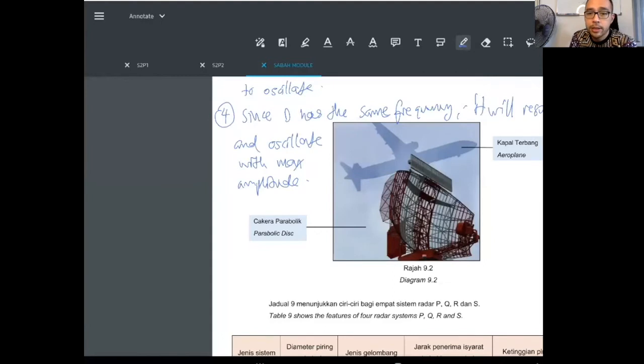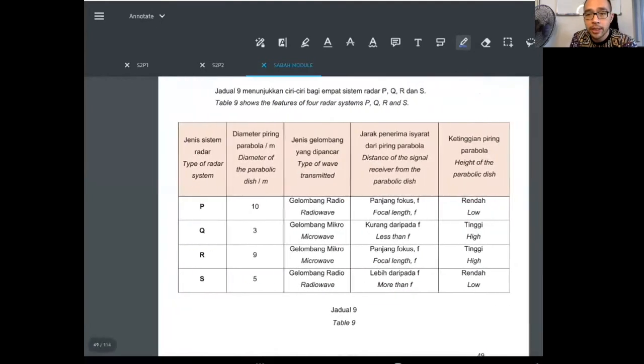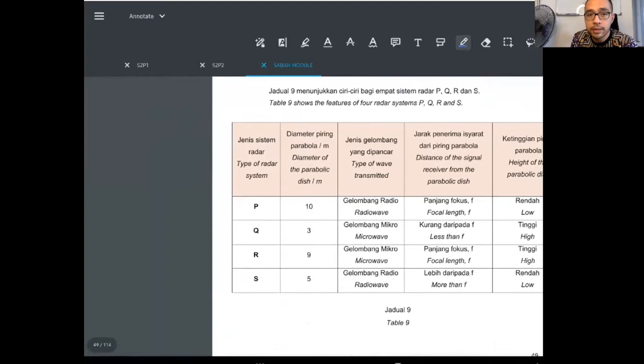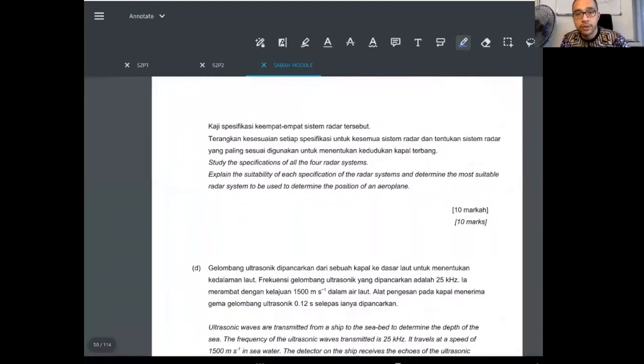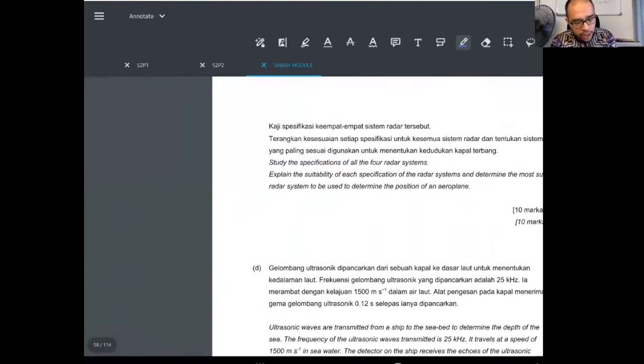Okay, let's go to this one. The 10-mark question says, study the specifications of all 4 radar systems, explain the suitability, and determine the most suitable radar system to be used in the position of an aeroplane.